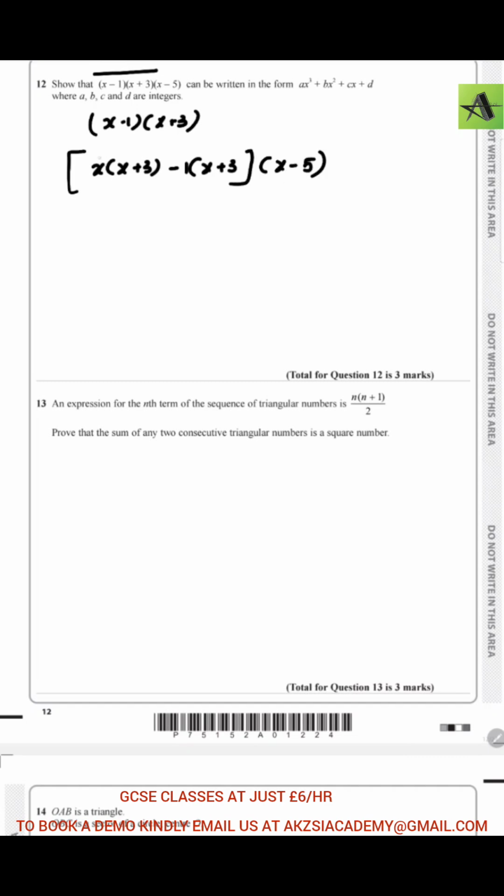Now multiply x times x is x squared. X times 3 is 3x. Minus 1 times x is minus x. And minus 1 times 3 is minus 3. And x minus 5. So this will be x squared plus 2x minus 3 times x minus 5.